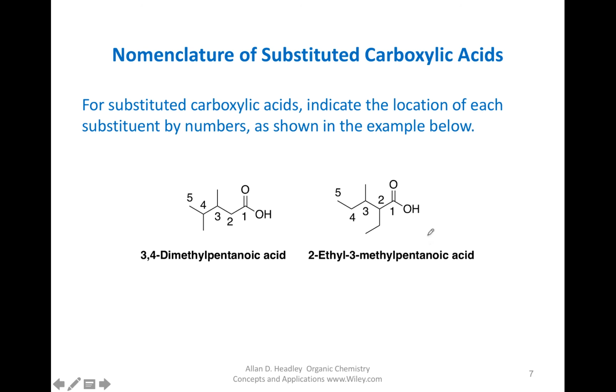A couple more examples here. We'll just quickly go through this. Here's a carbon of interest. Identify that carbon and you go the longest chain. So that's 5 carbons. So it becomes a pentanoic acid, with methyl groups on carbon number 3 and carbon number 4.